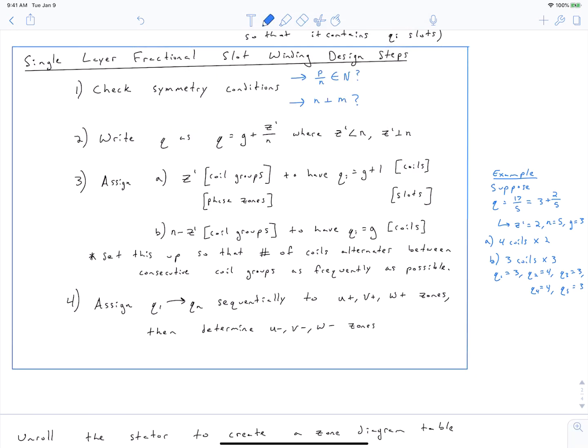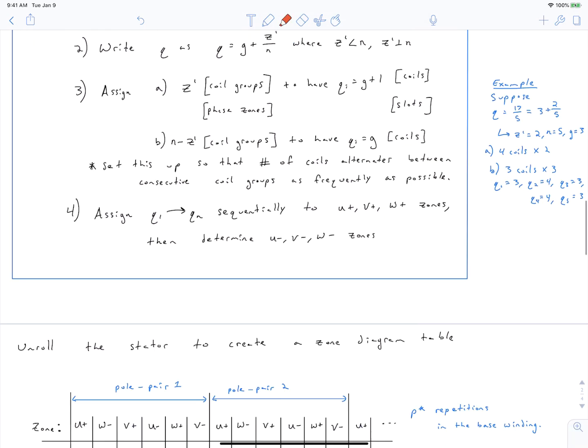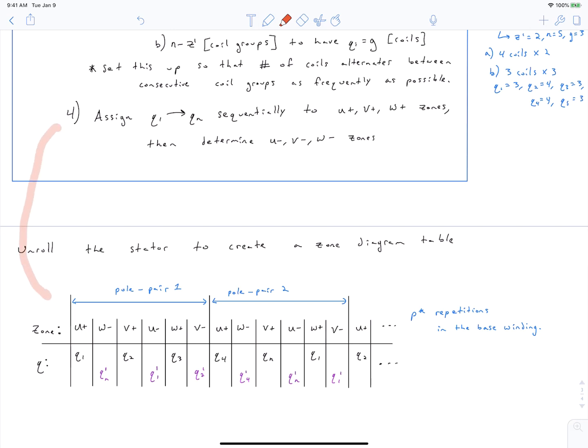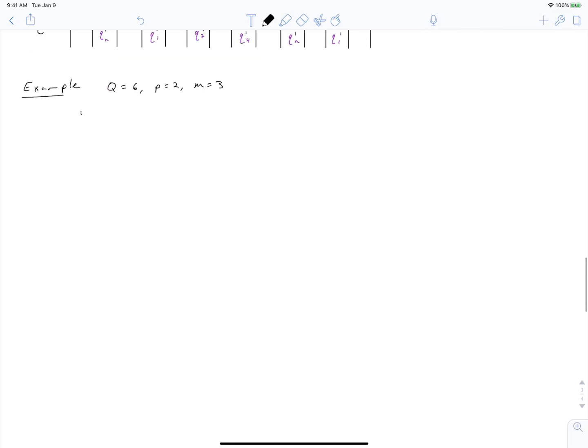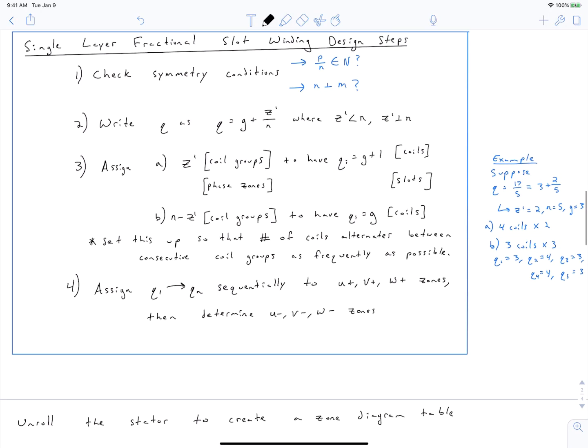And the final step in this set of steps is more clearly illustrated right here as this table. So let's go back to our example of a 6-slot 4-pole 3-phase motor and lay it out as a single layer winding. We've already verified the symmetry conditions. Let's now proceed to do our design steps.